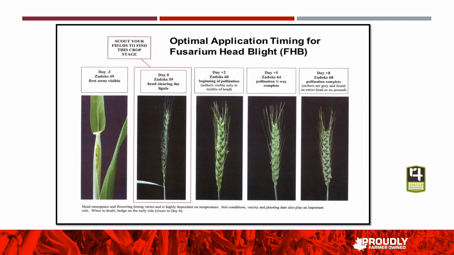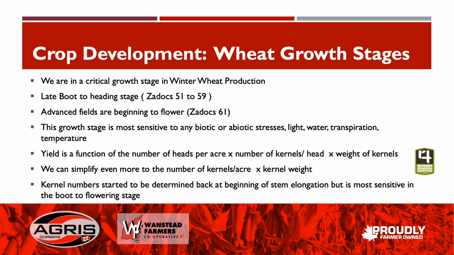stage. This growth stage is most sensitive to any biotic stresses, foliar leaf disease, for example, or abiotic stresses, things like light quality, water, transpiration, and temperature. Transpiration is particularly critical anytime you're moving water through the plant and the stomates are open. You're also bringing in CO2, which is the backbone for photosynthesis, making sugar.